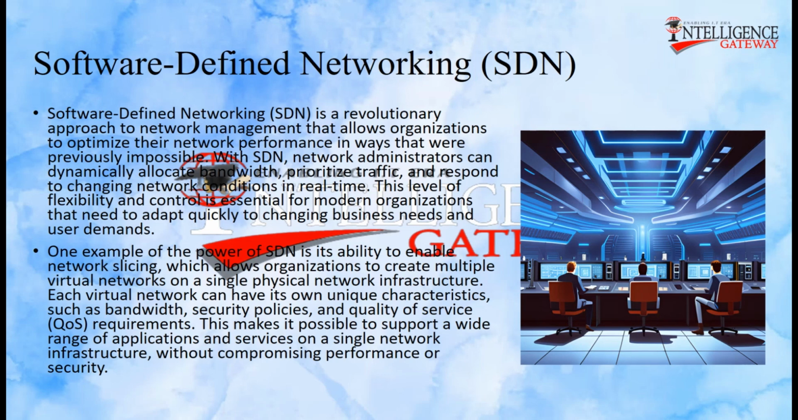and user demands. One example of the power of SDN is its ability to enable network slicing, which allows organizations to create multiple virtual networks on a single physical network infrastructure. Each virtual network can have its own unique characteristics, such as bandwidth, security policies, and quality of service requirements. This makes it possible to support a wide range of applications and services on a single network infrastructure without compromising performance or security.